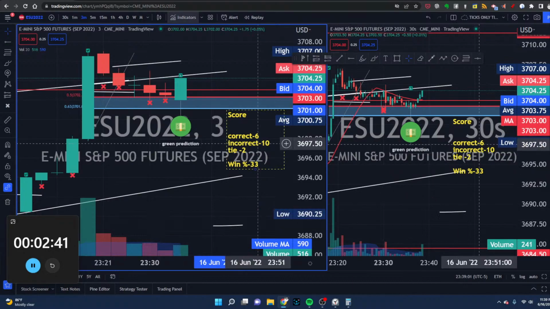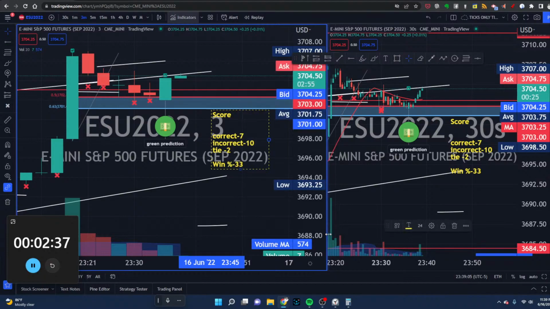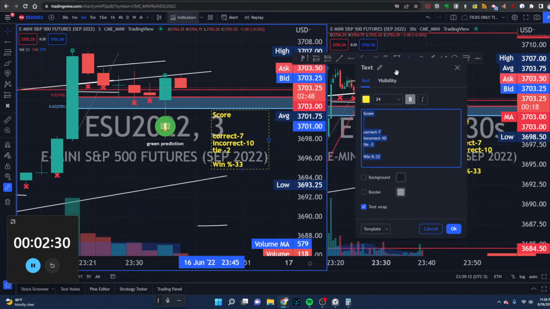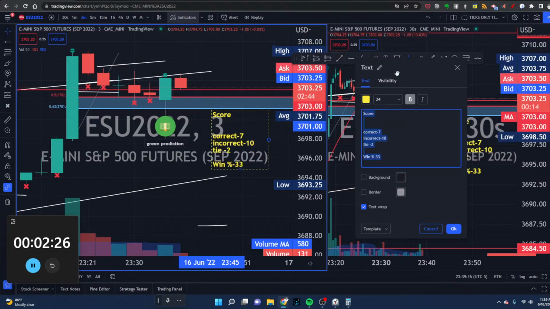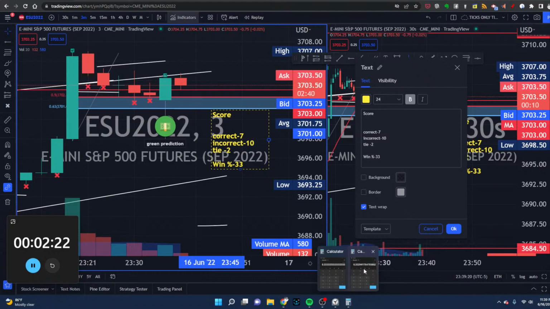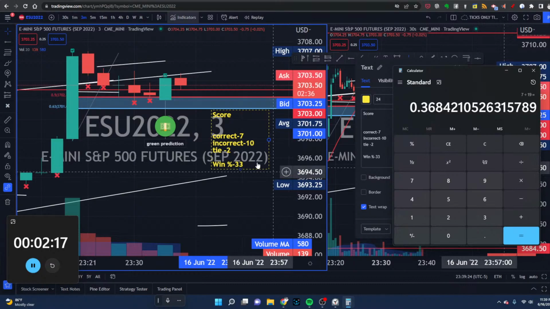All right, I won that. Bam! Finally. Now let's see if I can win my last candle. What's my win rate? I am 7 of 19. Oh damn! Don't do that. I'm 7 of 19 right now. 36%.